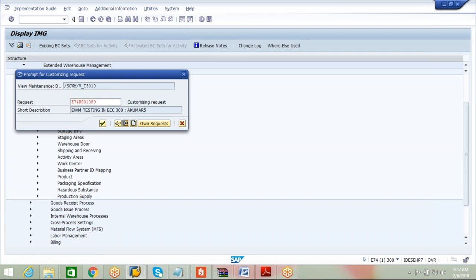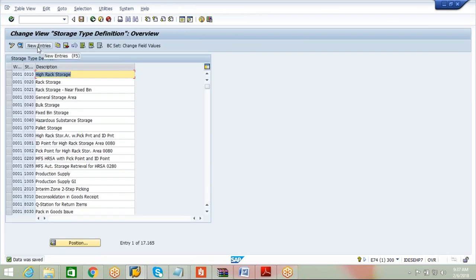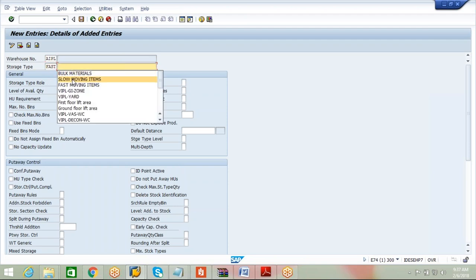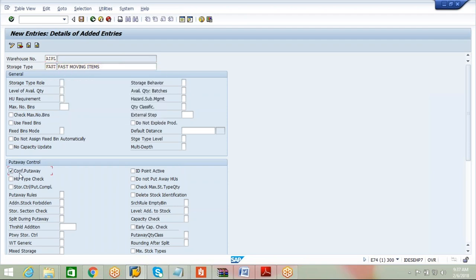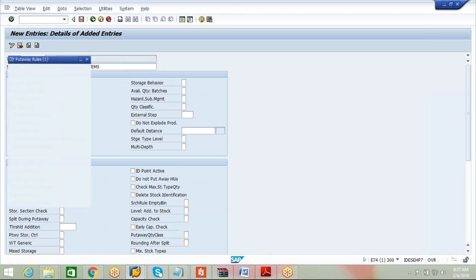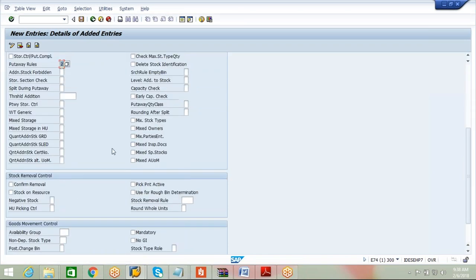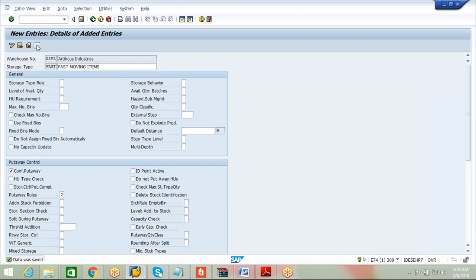Now again, I am creating three storage types. One is fast, one is slow, another one is bulk, with three different putaway rules. APL, fast, for fast moving items. Confirm putaway. I am using the putaway rule addition to existing stock. Here, confirm removal for availability group 002 mandatory. I am creating.